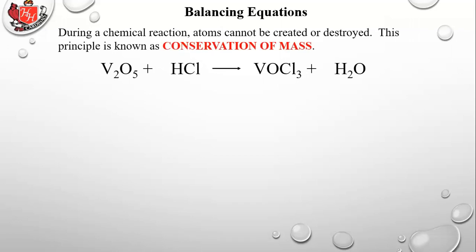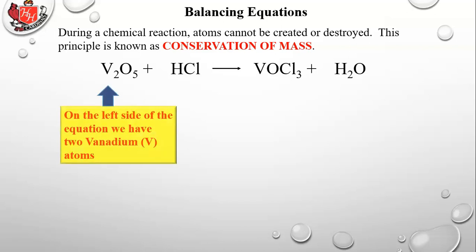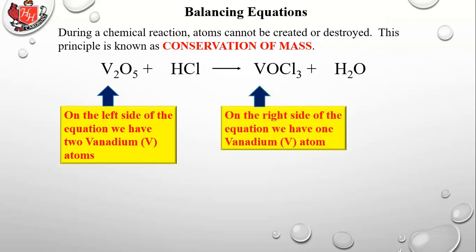So during a chemical reaction, atoms cannot be created or destroyed. This principle is known as conservation of mass. On the left side of this equation, we have two vanadium atoms. On the right side of the equation, we have one vanadium atom. So if we were to believe this is a complete chemical equation, one of those vanadium atoms must have disappeared somehow, and that's not possible.